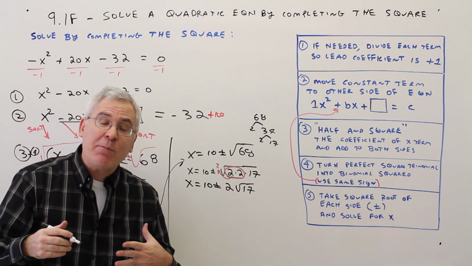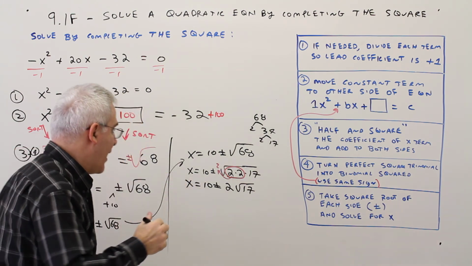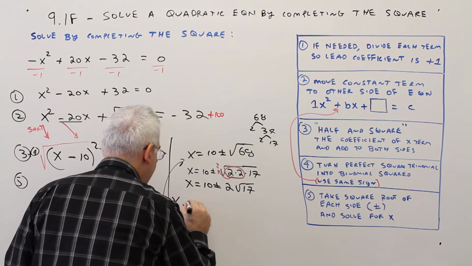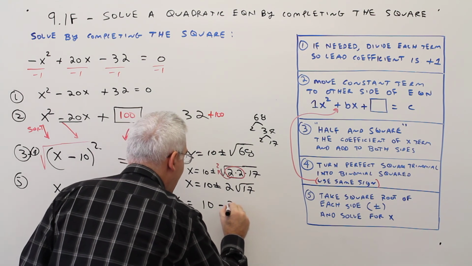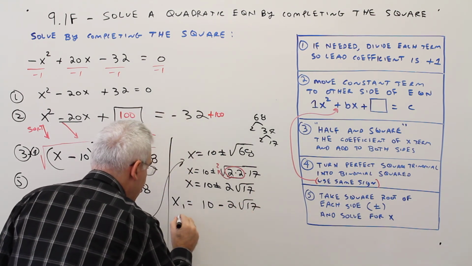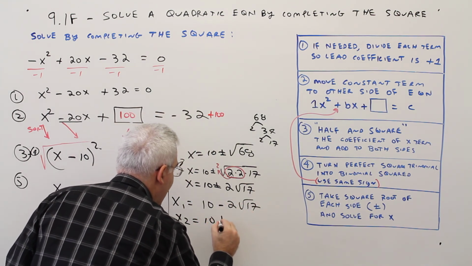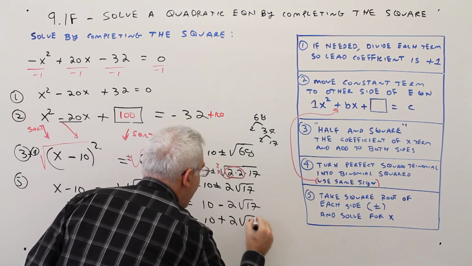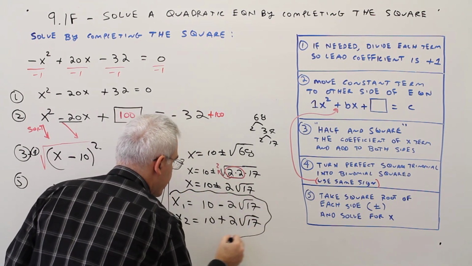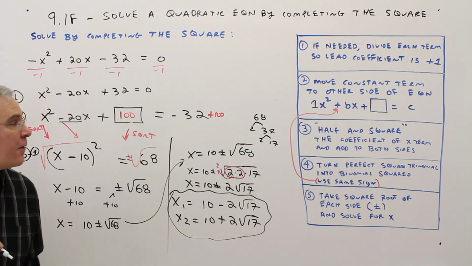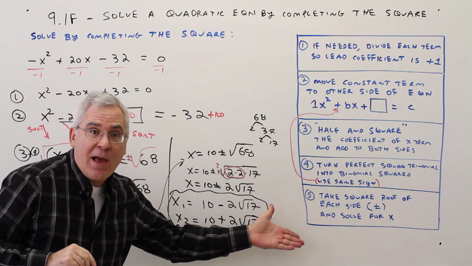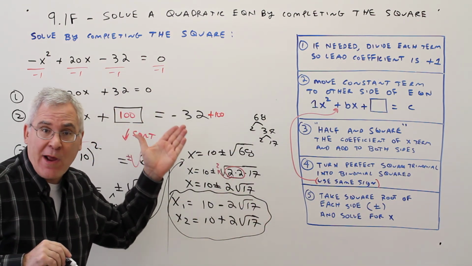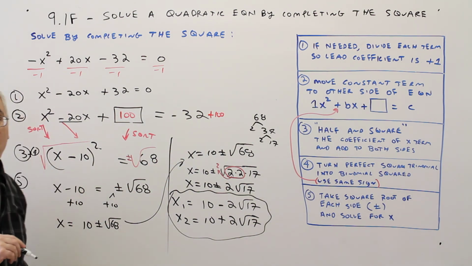And again, I like to write my answers x sub 1 and x sub 2. So x sub 1 equals 10 minus 2 radical 17. And x sub 2 equals 10 plus 2 radical 17. So there you have it, the 5 steps to solve a quadratic equation by completing a square with a worked out example.